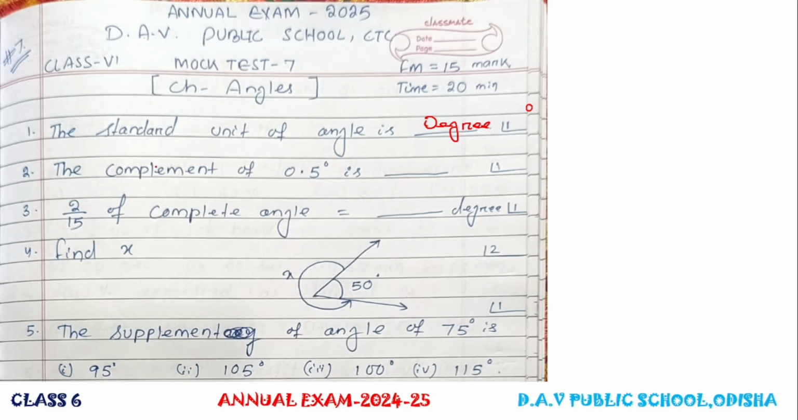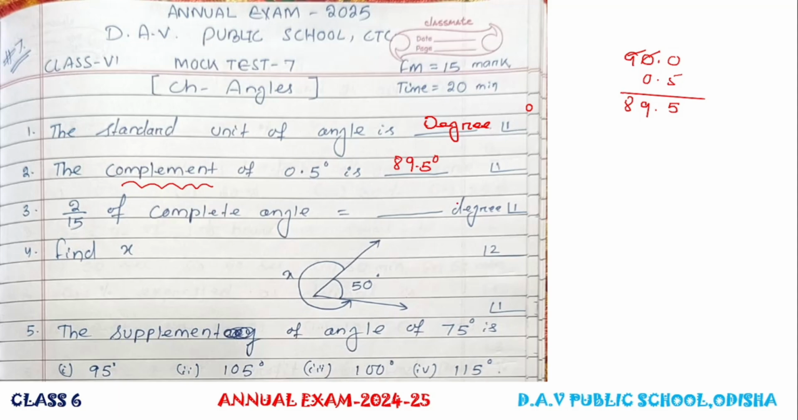Now the complement. Complement means the sum of two angles is equal to 90 degrees. Means if one angle is 0.5, then the other we get by subtracting from 90 degrees. So 90.0 minus 0.5, because any number has a decimal after it, that's why 90.0 minus 0.5. So 0 minus 5, that is 5. Here is 9, here is 8, so 89.5 degrees. Understand?